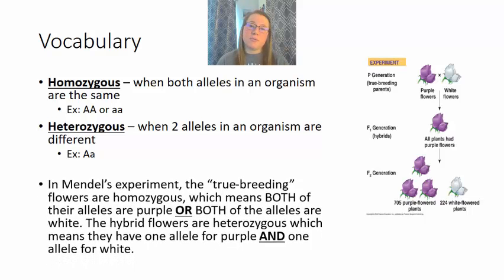Now, in Mendel's experiment, the true breeding flowers are homozygous, which means both of their alleles are the same. So both are purple or both are white. Now, the hybrid flowers are heterozygous, which means they have one copy of the purple and one copy of the white allele. Again, remember, we've used these prefixes, homo and hetero, throughout the course. Every single time we've used the prefix homo, we're talking about something that is the same. And every time we've used the prefix hetero, we're talking about something that is different.